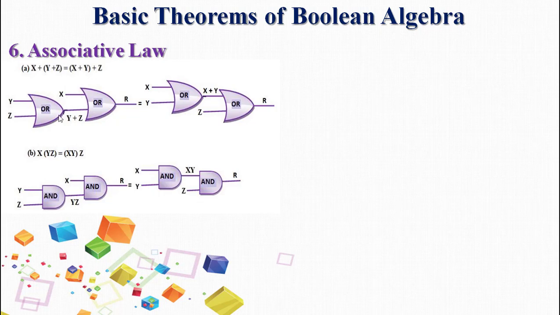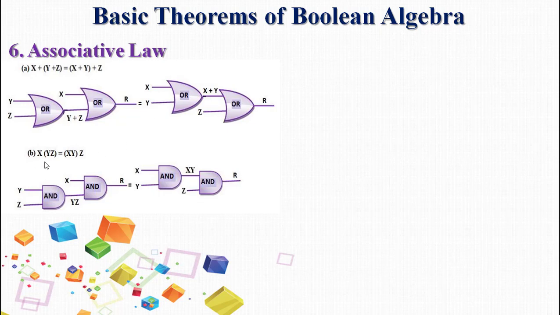So x is the input. The output line of the first bracket will be given as the input line for the next. So the resultant R will be the same as x plus y. The output will be given to the next OR gate because the entire expression has plus plus plus, and all the plus operations are implemented by OR gates. So when x plus y is added together, the output line will be given to the next OR gate, which is added with the z. So the entire bracket is added with the z. That's how the circuit diagram will be written. The R will be the resultant expression.